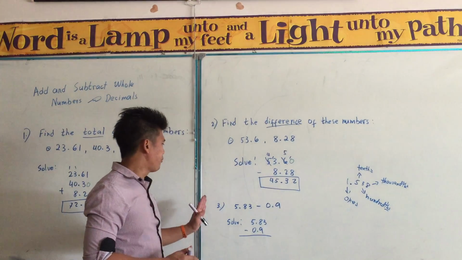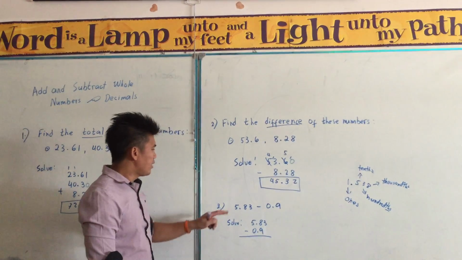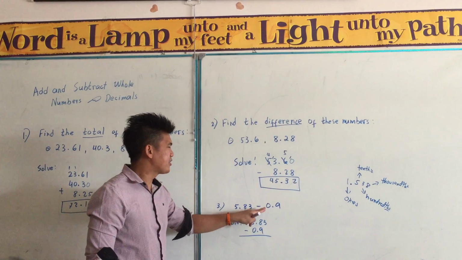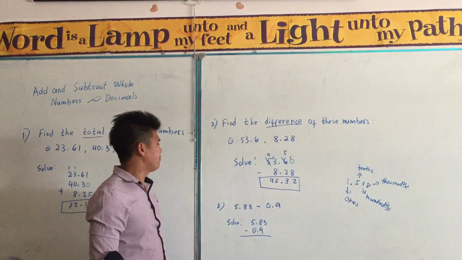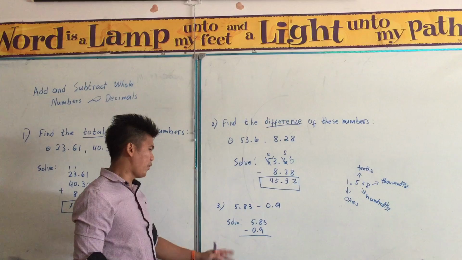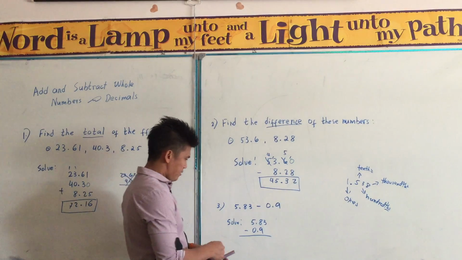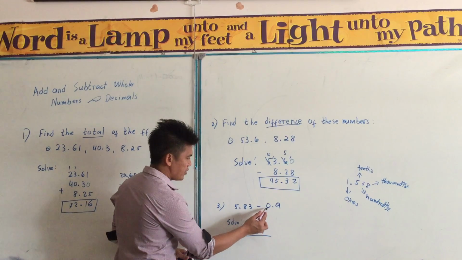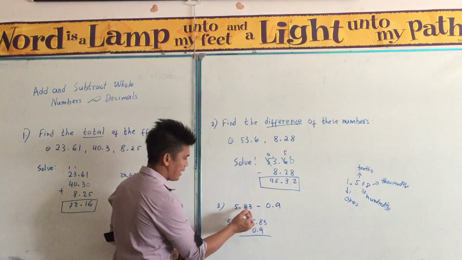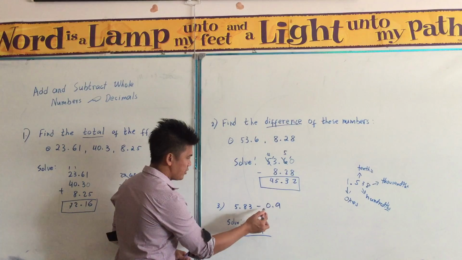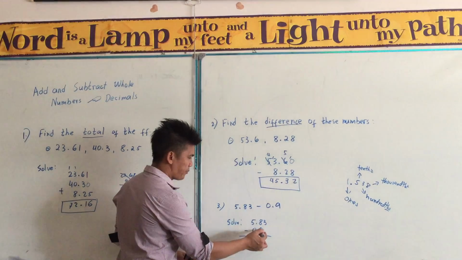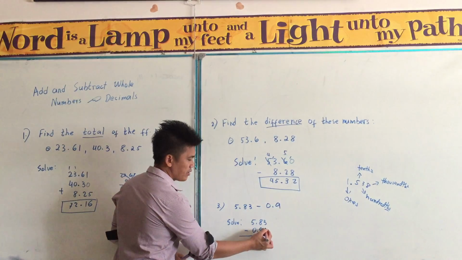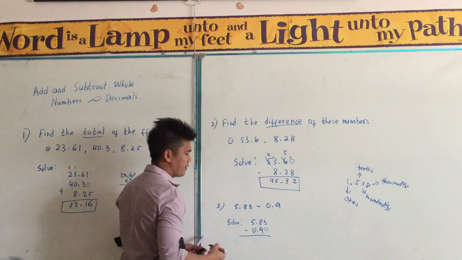Okay, so example number 3, 5.83 minus 0.9. So write it in a vertical way. So here, okay, so 5.83, then 0 is ones, so it should be in line with 5. The 9 should be in tenths here, and there's no number, so just add 0 here.